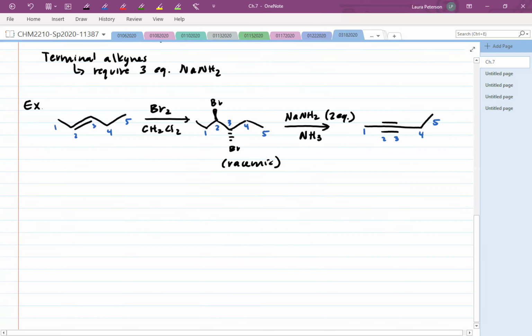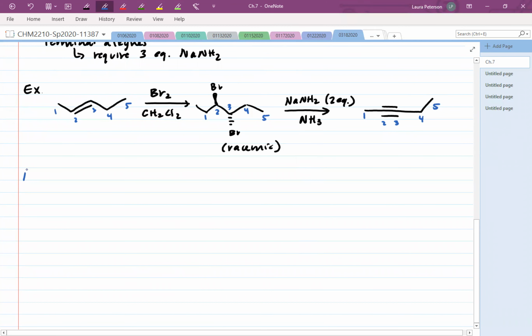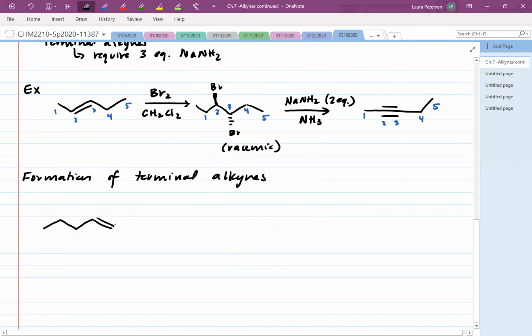So let's talk about the formation of terminal alkynes quickly. Let's look at an example, and through the example, we'll highlight why we need 3 equivalents. Something that would give us a terminal alkyne would be if we had a terminal alkene, or an alkene at the end position. So again, I'm going to start this off with bromine in our inert solvent. And here we have our racemic dibromide.